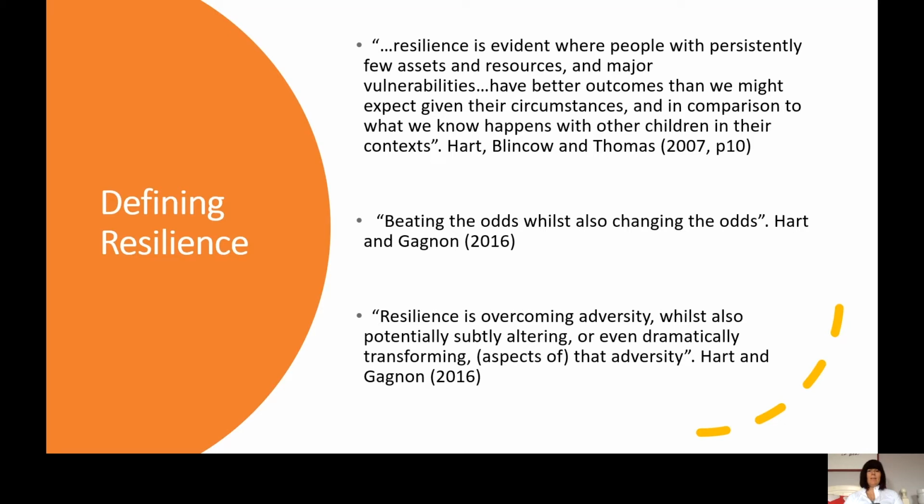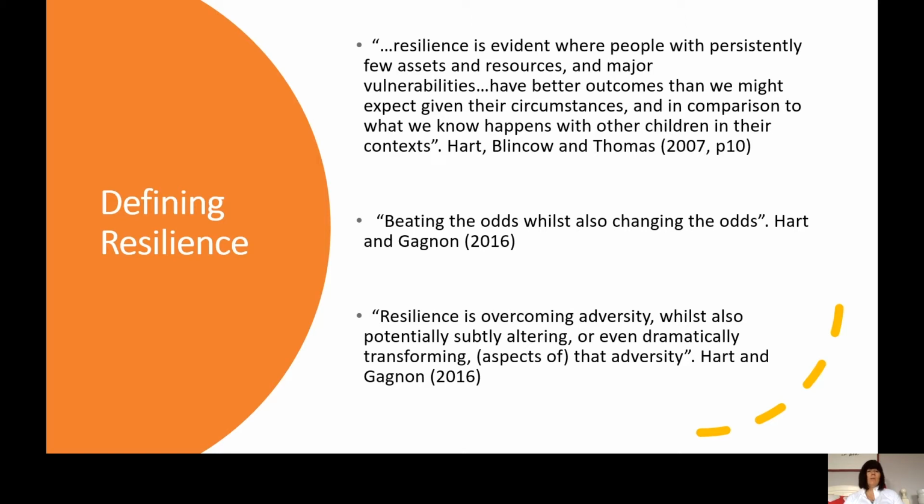So welcome back. So in our experience in training, when we present these definitions, sometimes people struggle a little bit with this one. I think some of the language, so particularly here where people with persistently few assets and resources and major vulnerabilities have better outcomes than we might expect. So what's being alluded to here, I guess, is that social inequalities piece. So that's what we're talking about in terms of few assets and resources.